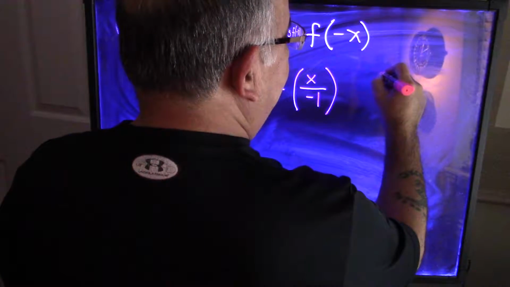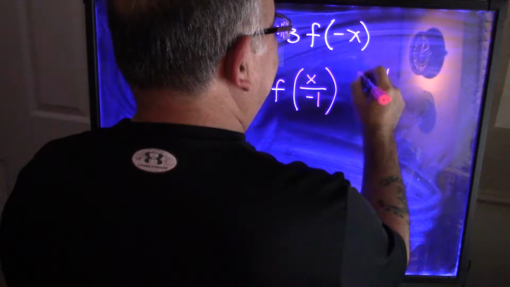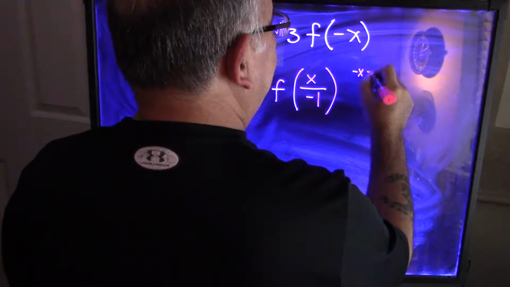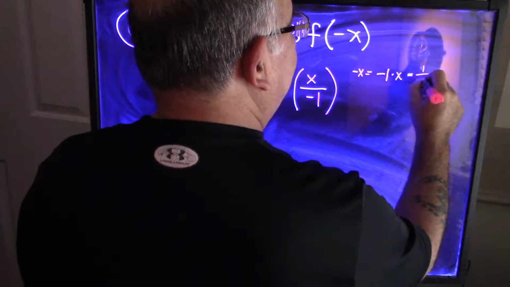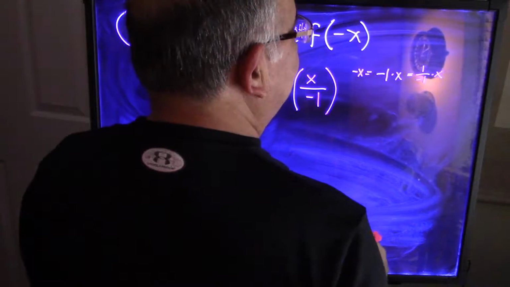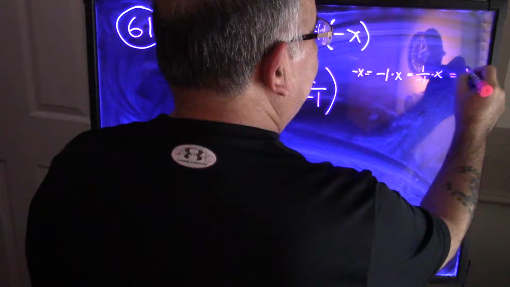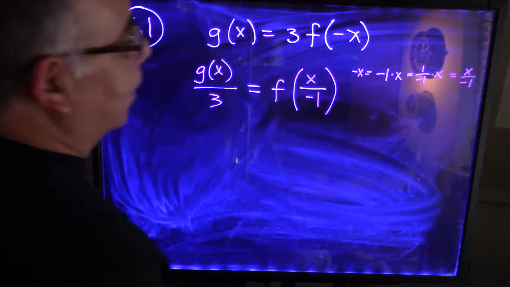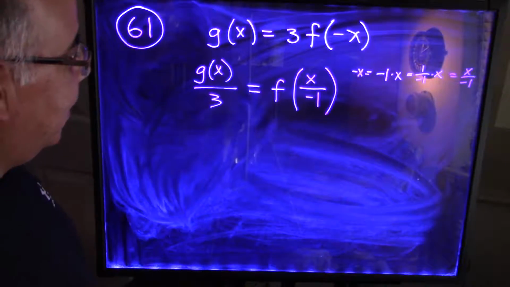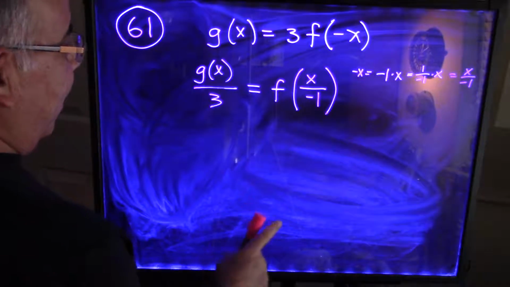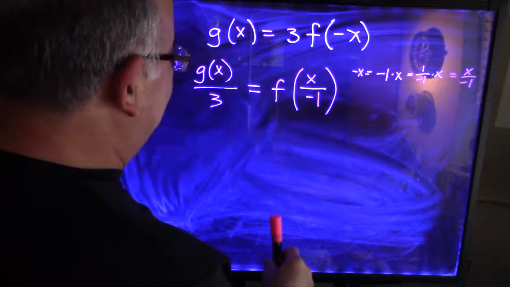Because why? Well, let's start with negative x. Negative x equals negative 1 times x, and that equals 1 over negative 1 times x, right? You could write that the other way as negative 1 over 1 too, and this is equal to x over negative 1. So there's the mathematical reasoning for that, as if you didn't know already. Well, I have to make sure everybody's on board here. Okay.